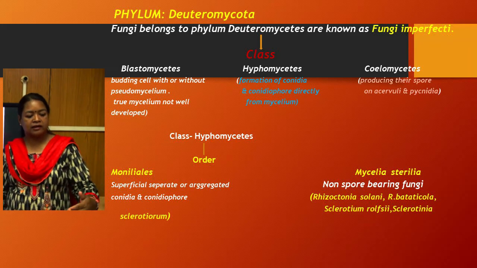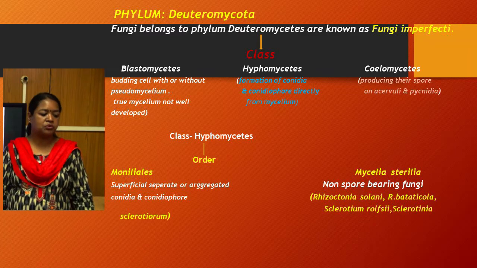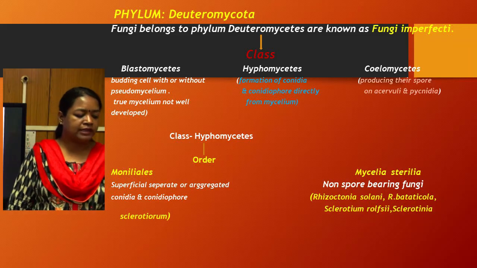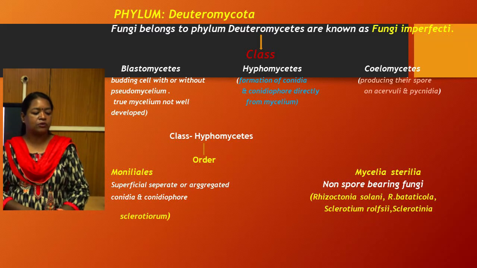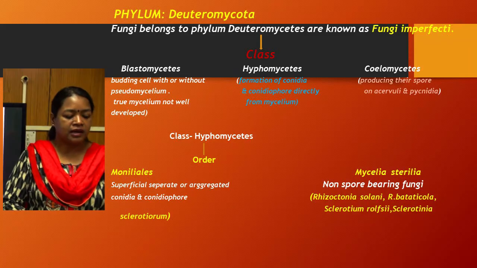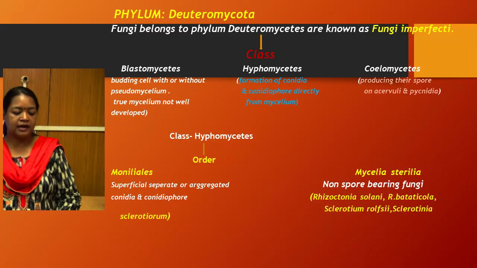Then the class Hyphomycetes is again divided into two orders. First one is Moniliales. In order Moniliales, superficial, separate or aggregative conidia and conidiophore are formed. In Mycelia sterilia, non-spore bearing fungi belong to the order Mycelia sterilia.